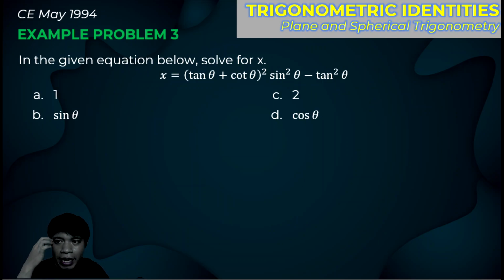Okay, so for our last problem guys, isolve natin itong lumabas sa Civil Engineering Board Exam noong May 1994. In the given equation below, solve for x. So ito yung ating equation. Kailangan natin of course is isolve yung x. Okay, this is also an identity na problem. Madali lang to guys. So isolve natin.